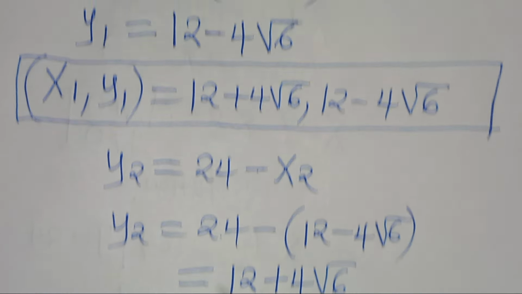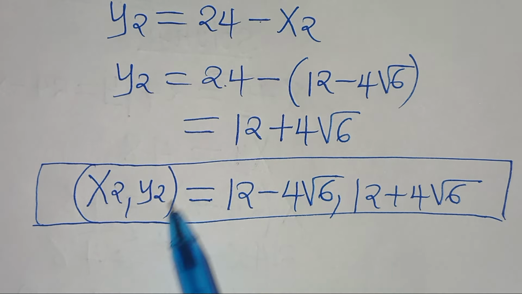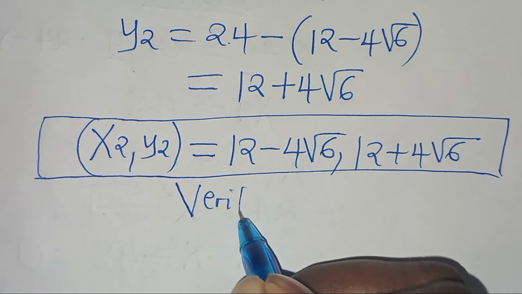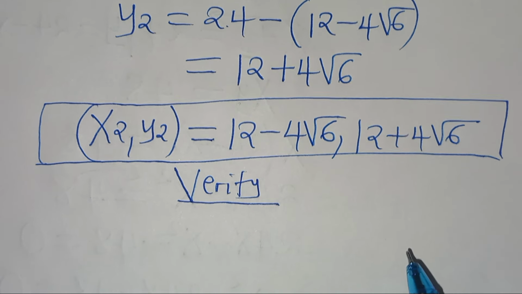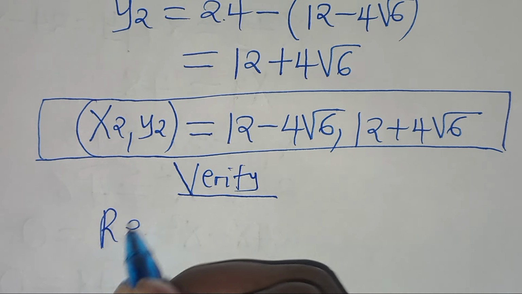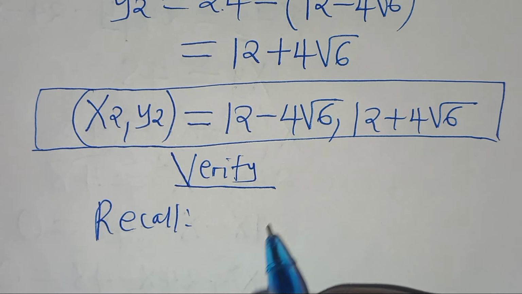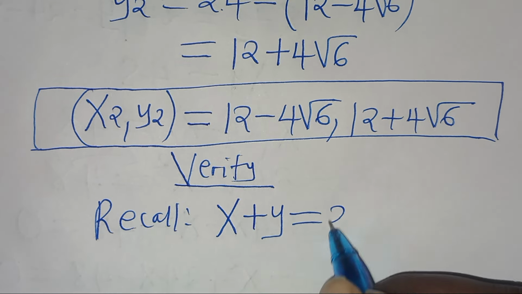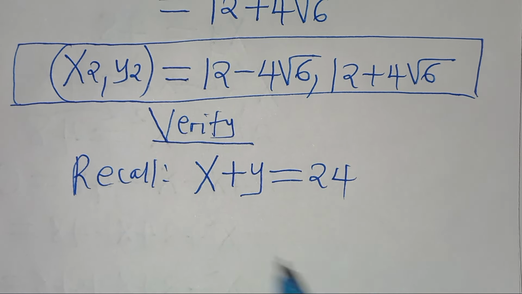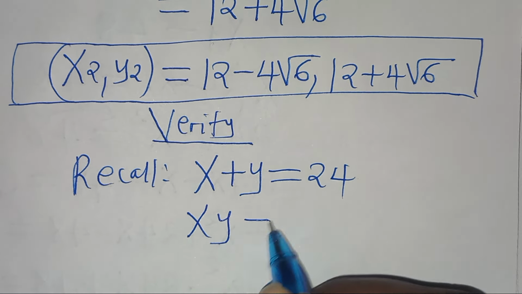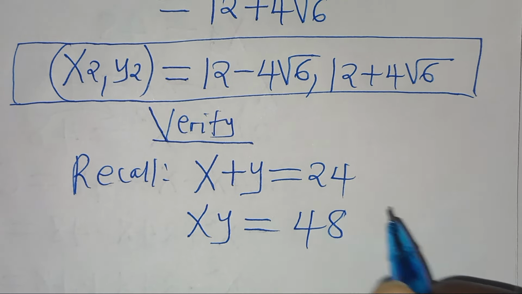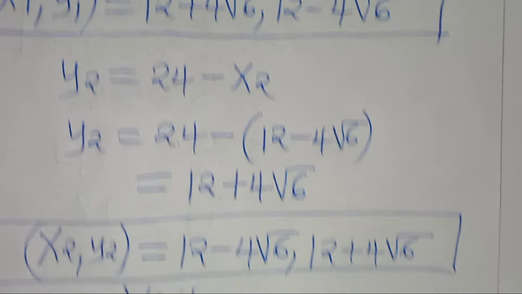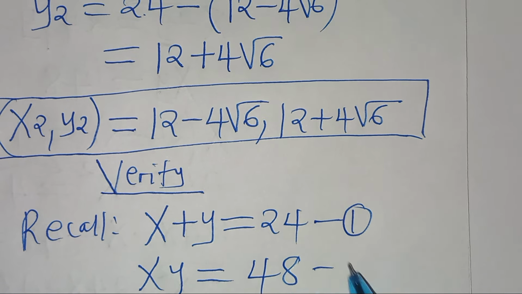So we have x1, y1, and x2, y2. So the next step is to verify. So let's verify that these two sets of solution here satisfy the equation. If you recall, we have that x plus y should give us a value of 24, and that x times y should give us a value of 48. So let's substitute here. This is equation 1, and this is equation 2.